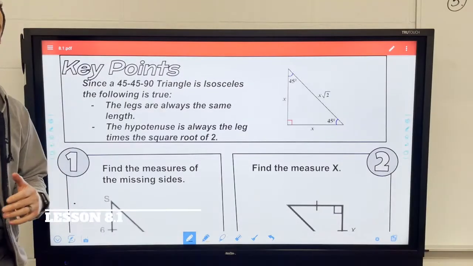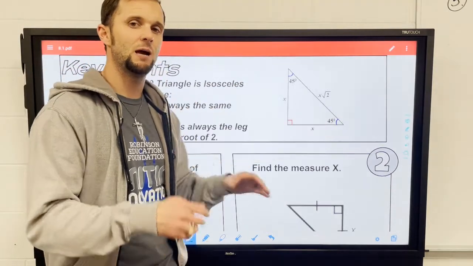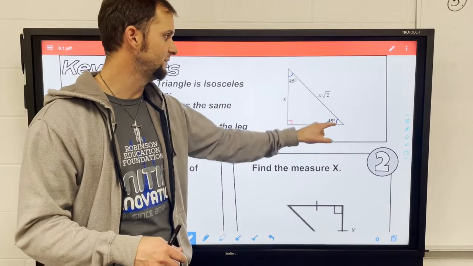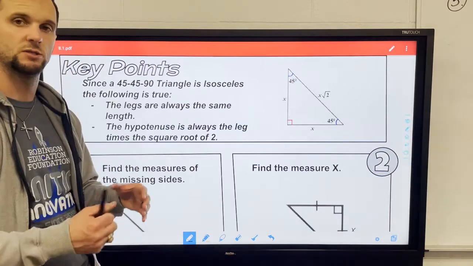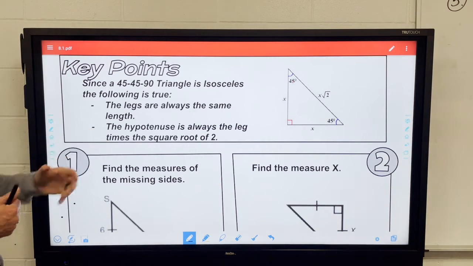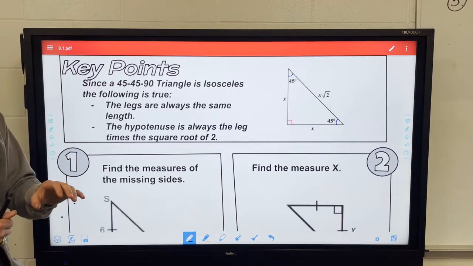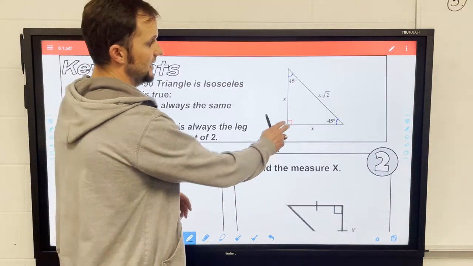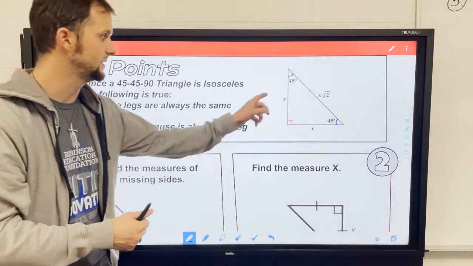Okay, so the first thing I'm going to look at is some key points. Again, I have a right triangle, and anytime I have a right triangle with degree measures of 90, 45, 45, it is a 45, 45, 90 right triangle. Whenever this happens, a special situation happens with a ratio of the sides. Since a 45, 45, 90 triangle is isosceles, the following is true in this instance. The legs are always the same length. That means the sides that are not my hypotenuse are always going to be the same length, so my two legs are always going to be the same measure.